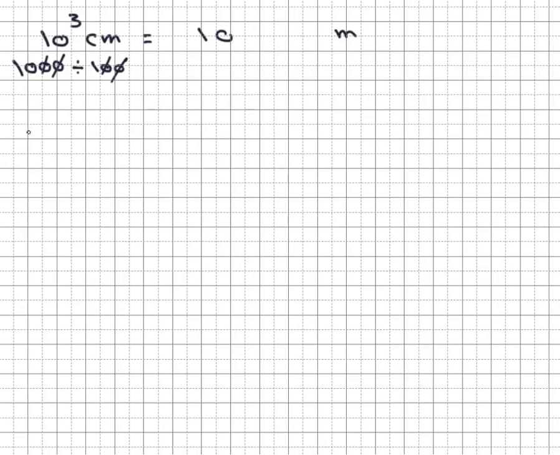Now if I have 58 meters, equals how many millimeters? If you change from meters to millimeters, you have to multiply. Multiply by what? By 1000, because every meter equals 1000 millimeters. 58 multiplied by 1000, the answer is 58,000.